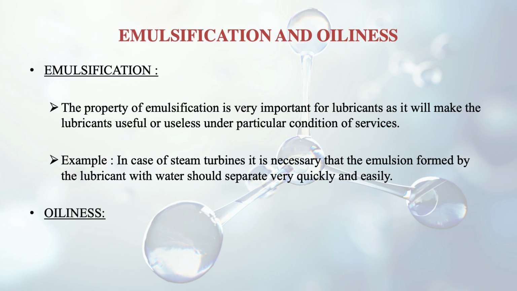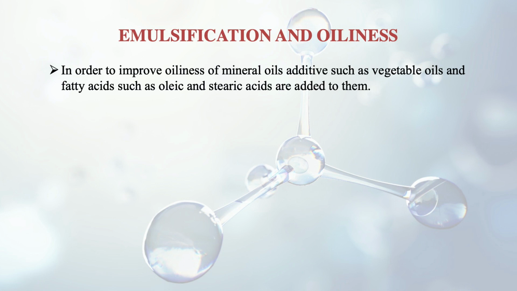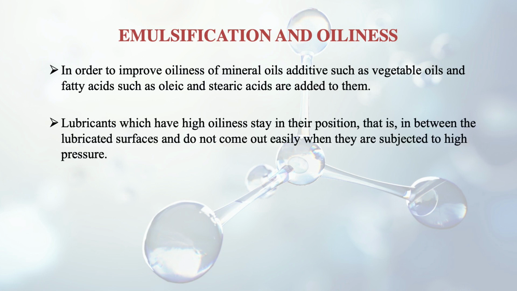And what is oiliness? Vegetable oils have oiliness, like we discussed earlier, while mineral oils are very low in this property. In order to improve the oiliness of mineral oils, additives such as vegetable oils and fatty acids like oleic and stearic acids are added. Lubricants which have high oiliness stay in position between the lubricated surfaces, and they do not come out easily when subjected to high pressure. So that's why the oiliness property is important.